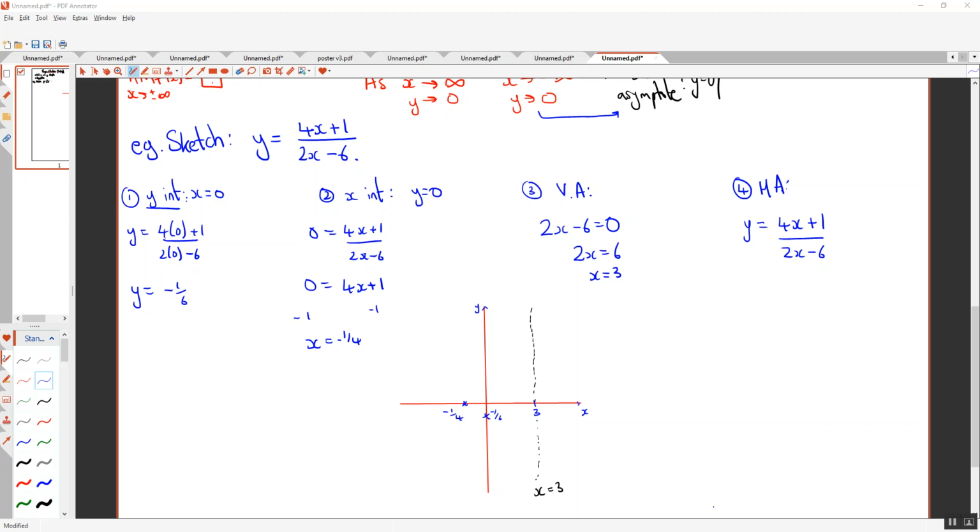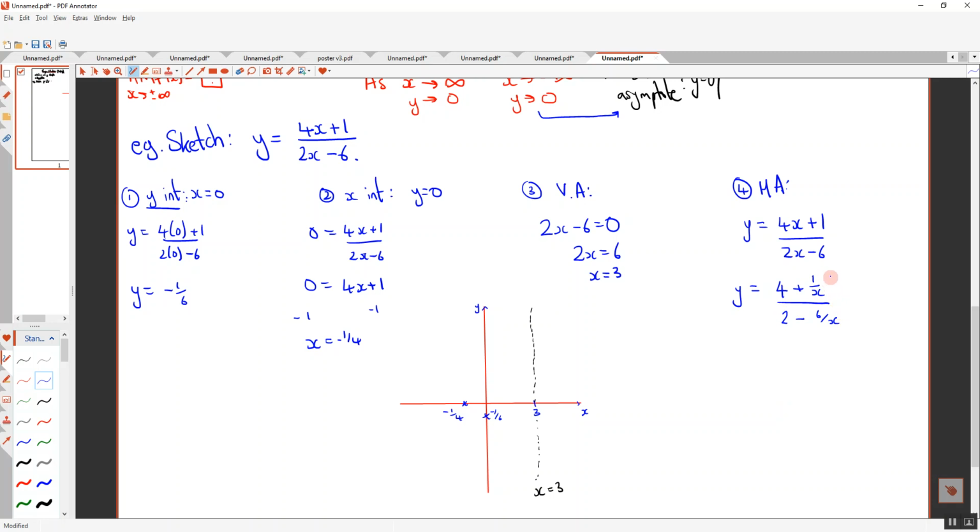Okay, so in order to work out the horizontal, we divide by the highest power of x. What's the highest power of x? Yeah, x to the power of 1. So what's 4x divided by x? 4x over x is just 4. 1 divided by x is just 1 over x. 2x divided by x is 2, and 6 divided by x is 6 over x.